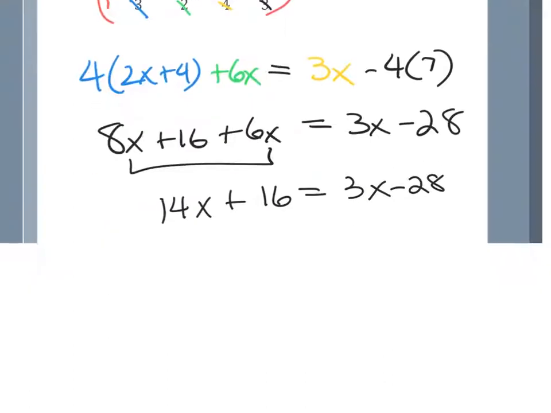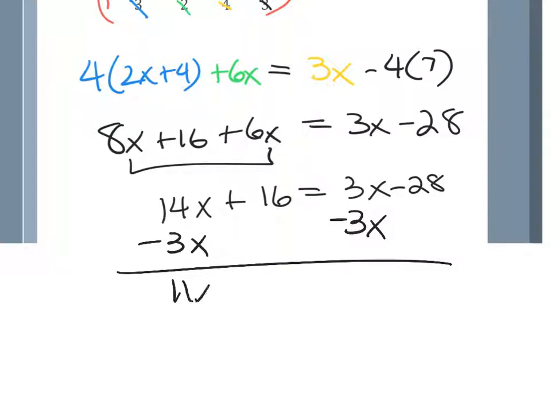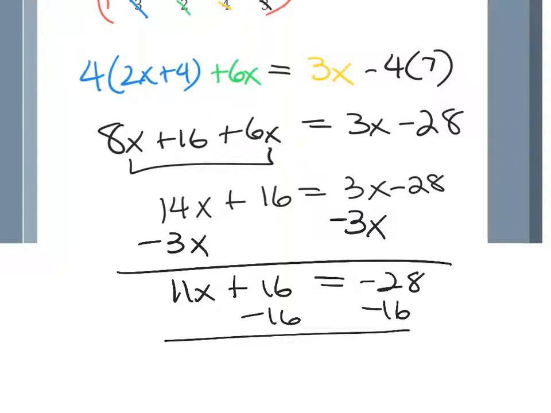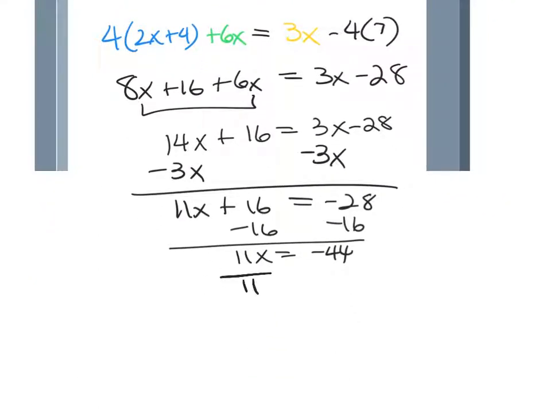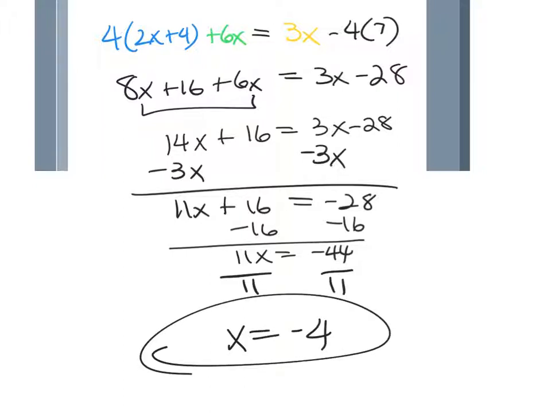and I get 14x plus 16 equals 3x minus 28. I'm now going to move my like terms together, or move my variables together. So I'm going to subtract the 3x. And then subtract the 16. 11x equals negative 44. And then divide by 11. And x equals negative 4. You could also plug it in and do the check, but it is correct. Let's try the next one.